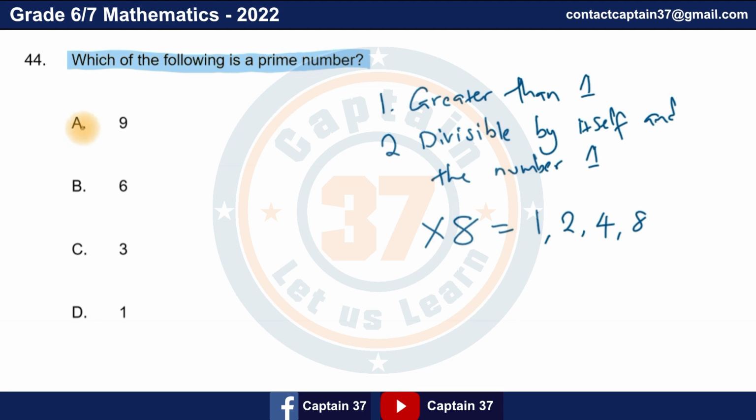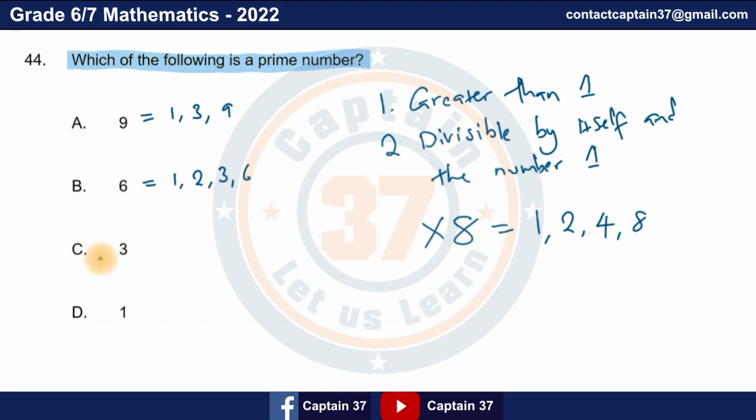So let's look at 9. Let's look at this one here, A, which is 9. What numbers can get into 9? There is 1, there is 3, and there is 9. So then 9 is not a prime number. Then there is B, which is 6. What numbers can get into 6? 1 can go into 6, 2 can go into 6, 3 can go into 6, and 6 can go into 6. So 6 is not a prime number.